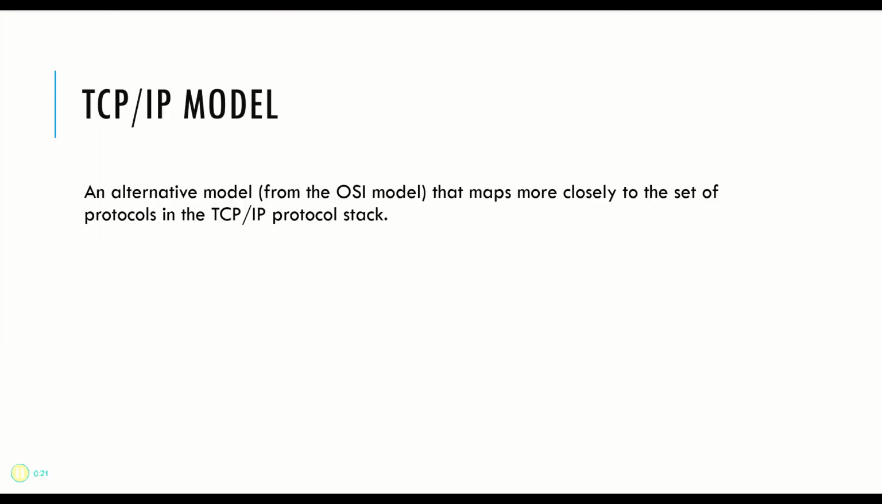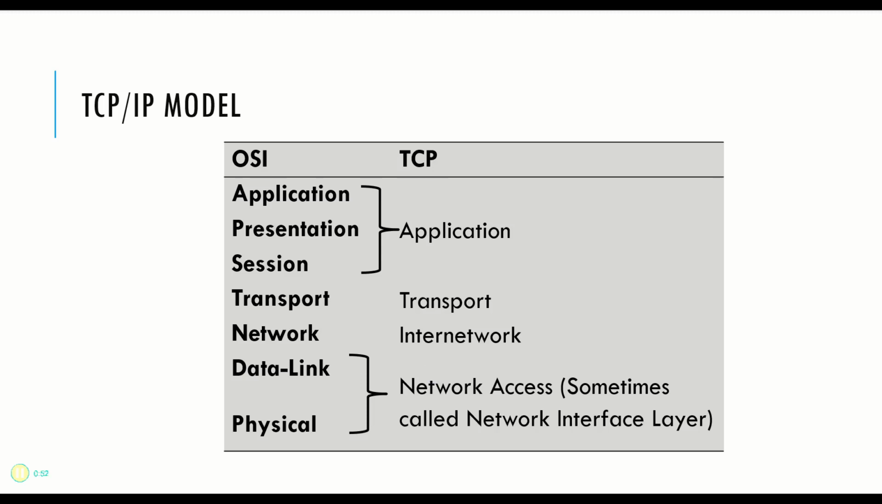The idea of it was that the OSI model was developed prior to the internet, prior to the TCP/IP protocol suite. And some of the layers in the OSI model never did really map very well to some of the protocols in the TCP/IP protocol stack. So we decided that we would create a TCP/IP model that would more closely map. And so this is what it looks like in comparison with the OSI model.